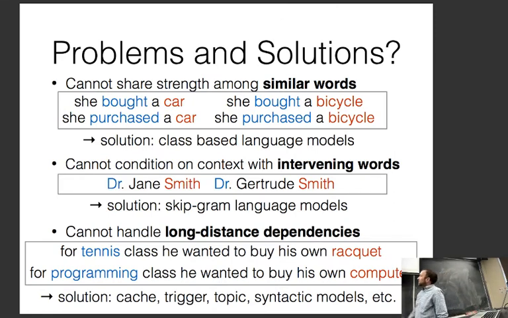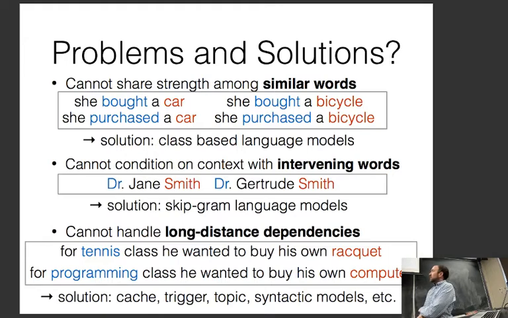And then the final thing is that they can't handle long distance dependencies very well. So we have something like for tennis class, he wanted to buy his own racket. And for programming class, he wanted to buy his own computer. And if you swap the 2 red words, you get something that's not very semantically correct, right? Unless you get really frustrated in your programming class. And so there are also solutions to this in the Ngram language modeling framework. There are cache models where you remember words you've already generated. There are trigger models, which basically remember words that correspond to each other.